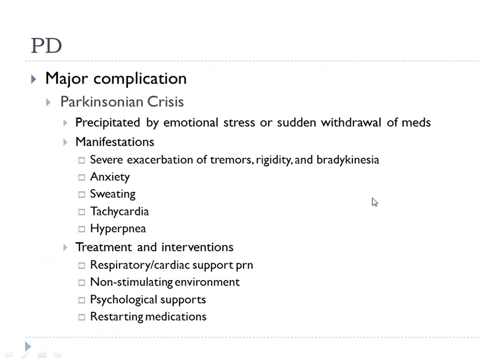The major complication of Parkinson's is a Parkinsonian crisis. Usually the patient has some sort of emotional stress or has abruptly stopped taking their medication. Maybe they ran out of them, whatever. What is happening here is the return of Parkinson's symptoms, but they all come back threefold, much more severe than they normally would.